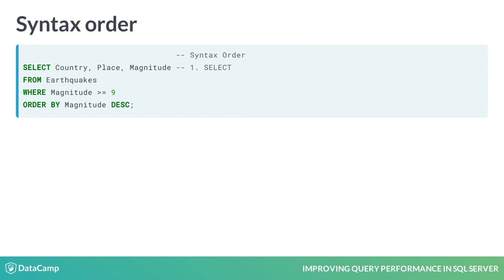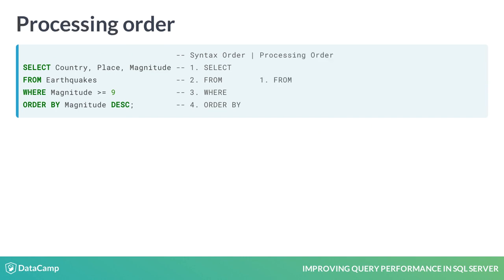Syntax in this query from start to end begins with select, identifying the columns to be returned: country, place, and magnitude. We identify the name of the data source next with from, which is the earthquakes table. We apply a filtering condition on the earthquakes table with where, in this case magnitude greater than or equal to 9. The query ends with order by, which orders the final results. In the example, this is the largest magnitude descending.